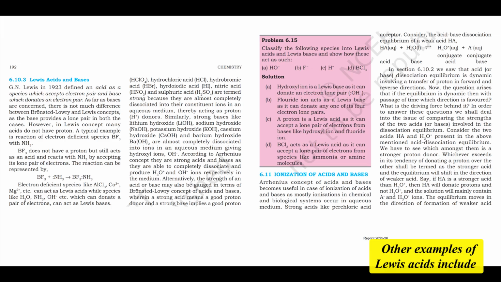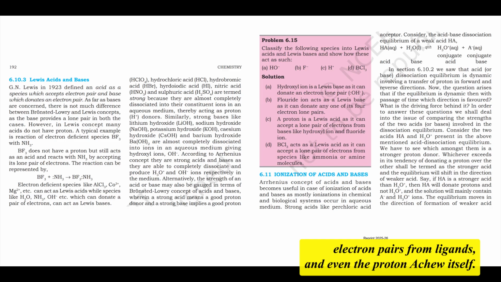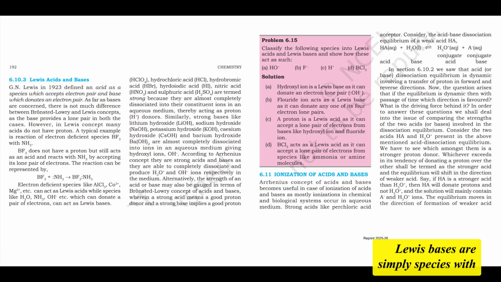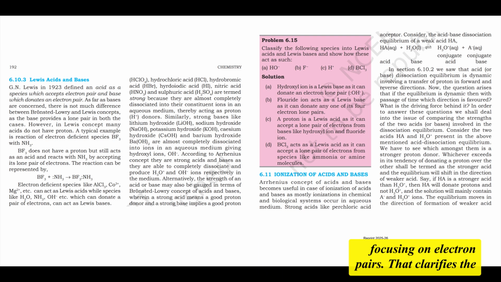Other examples of Lewis acids include electron-deficient molecules like AlCl₃, metal cations like Fe³⁺ or Co³⁺, which can accept electron pairs from ligands, and even the proton H⁺ itself. Lewis bases are simply species with available lone pairs like H₂O and NH₃. Okay, so Lewis is the broadest definition, focusing on electron pairs. That clarifies the different ways chemists classify these fundamental species.